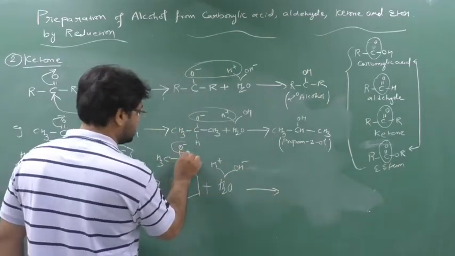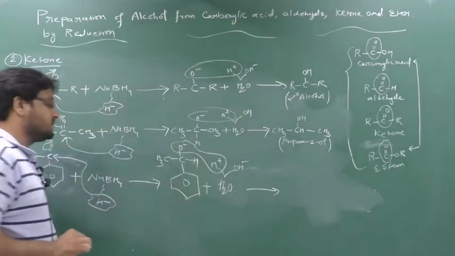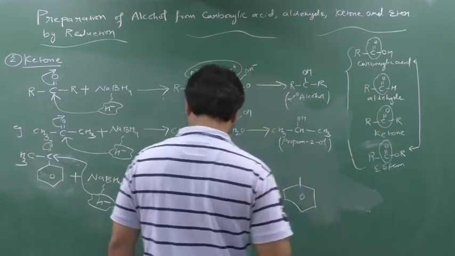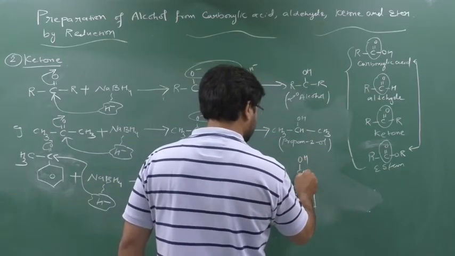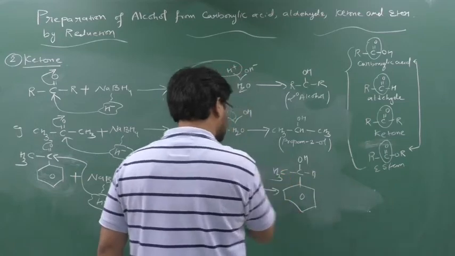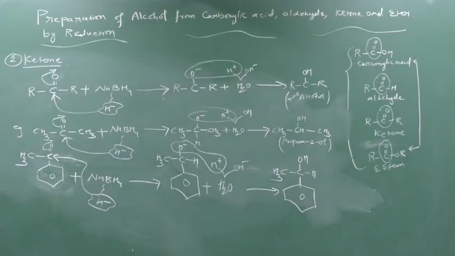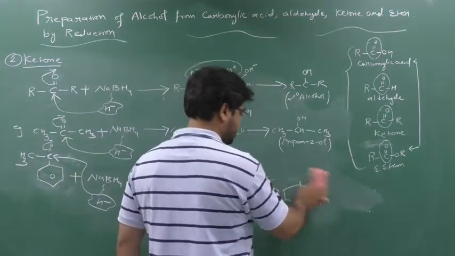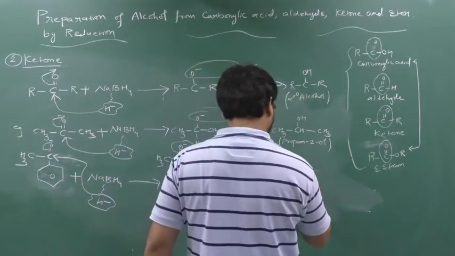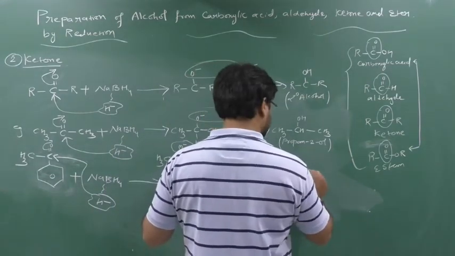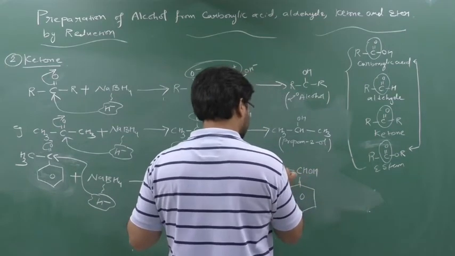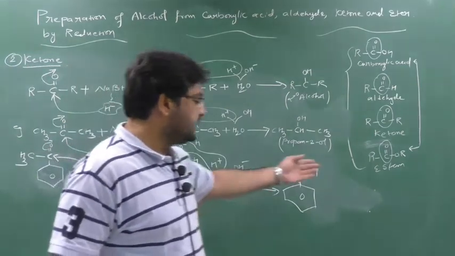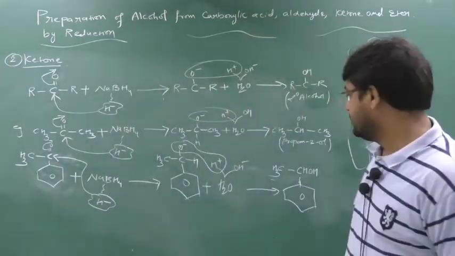So this O minus will react with this H plus and form what? It will form C, OH, H and here CH3. Clear this part? Or I can write it like this also: CHOH CH3. Okay. Phenyl ethanol. Clear this part? So you can remember the name.